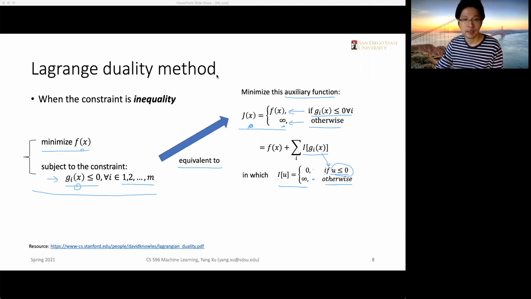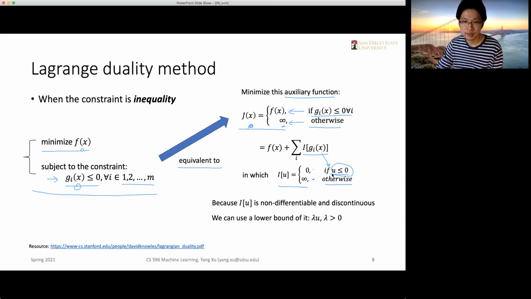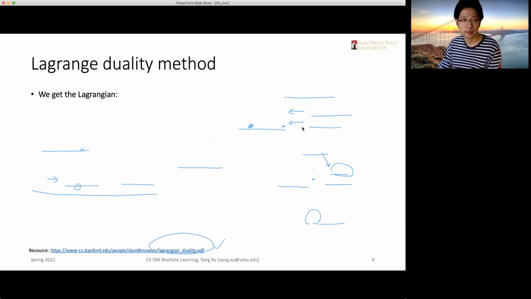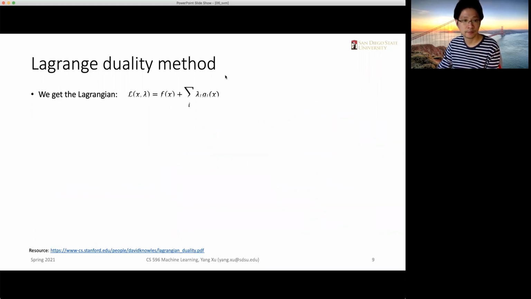Because this I is non-differentiable and discontinuous, we can use a lower bound of it, which is a linear function lambda of u. This is something very advanced called Lagrangian duality. If you are interested, I would recommend you read the resources here. But the point of defining these seemingly unrelated auxiliary functions is to help us construct another Lagrangian. We need to get the Lagrangian in this form.